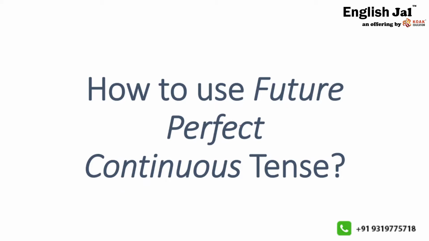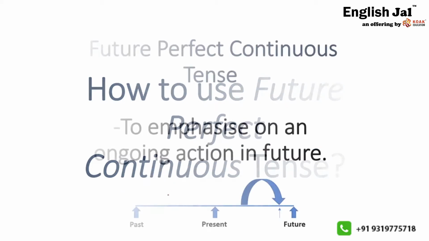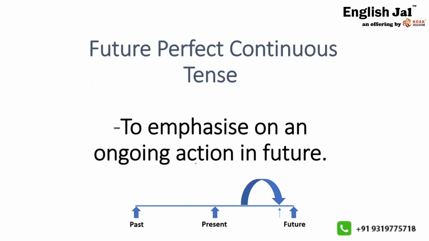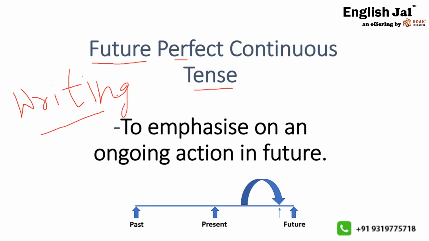When I say how to use future perfect continuous tense, what comes to mind is this: why, and when or where, do we use this tense? This particular tense is not that common when it comes to speaking, but while writing, it is used much. If you compare speaking and writing, this tense is of more use in writing and less in speaking. Now, the major usage of this tense is to emphasize an ongoing action in future.